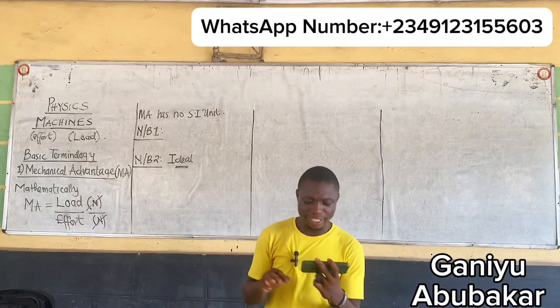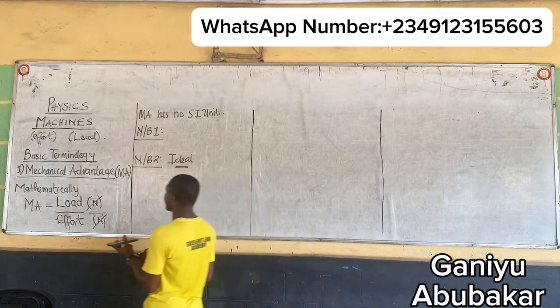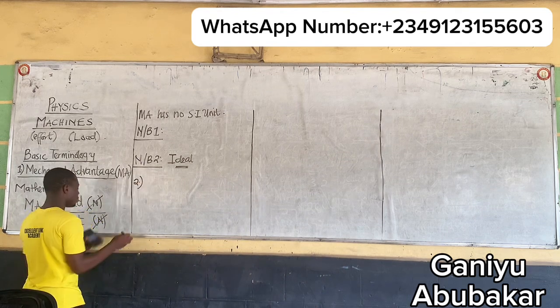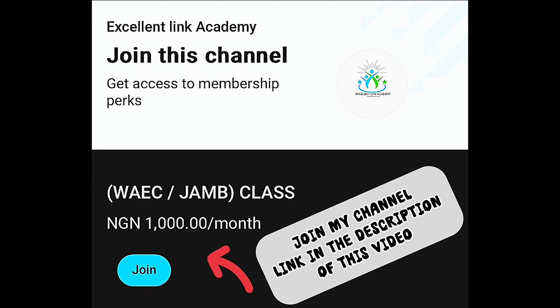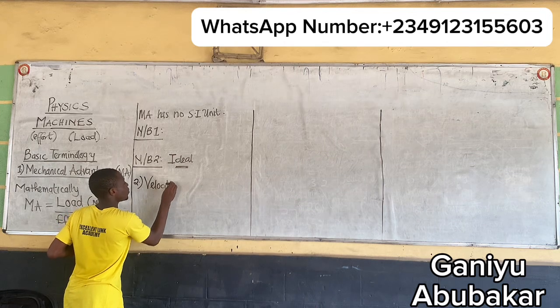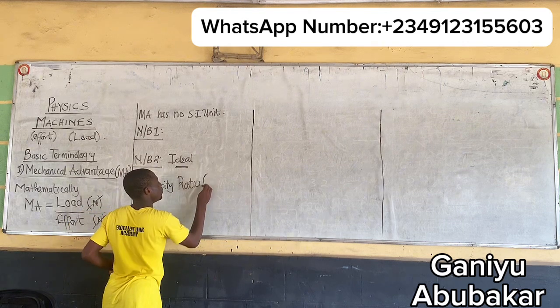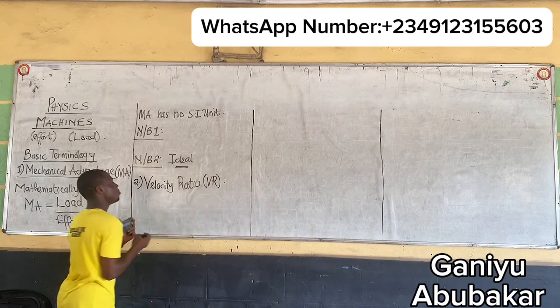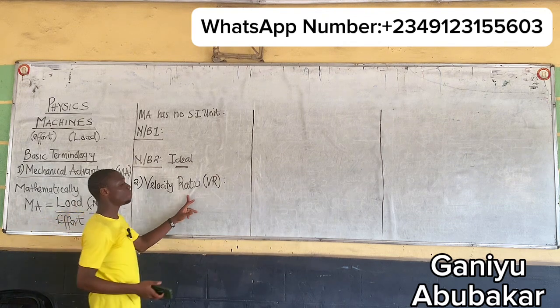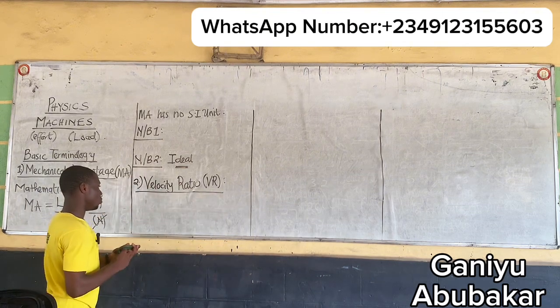All right. Let's look at the second term involved in the study of machine. Second term, please. Velocity ratio. All right, in brackets, VR. Velocity ratio is abbreviated as what? VR. Please note that VR signifies velocity ratio.